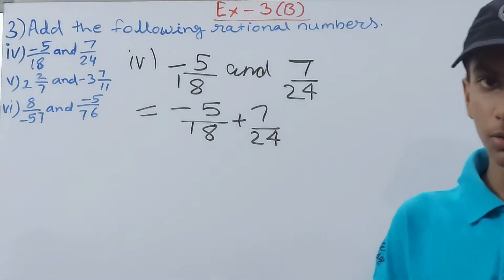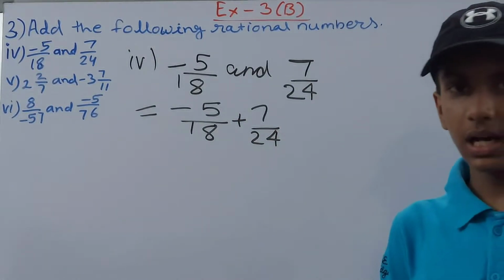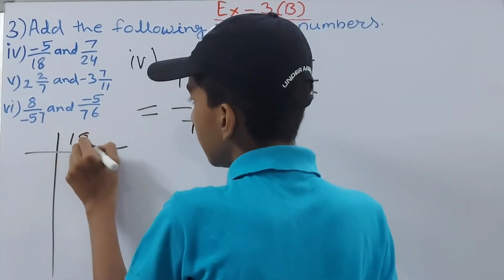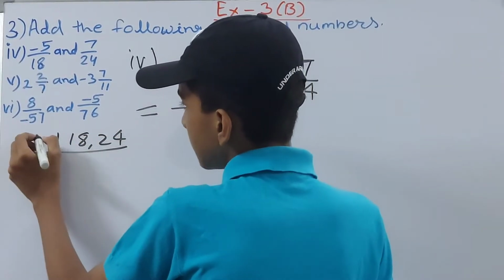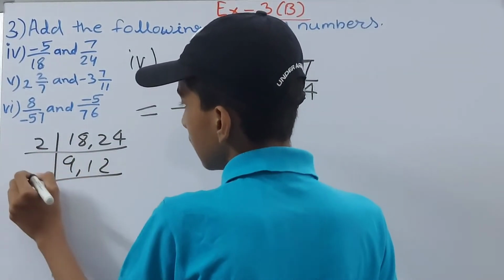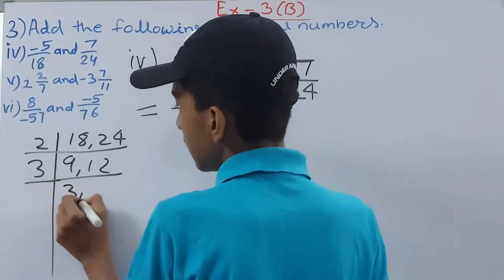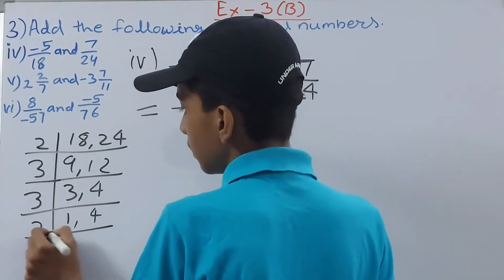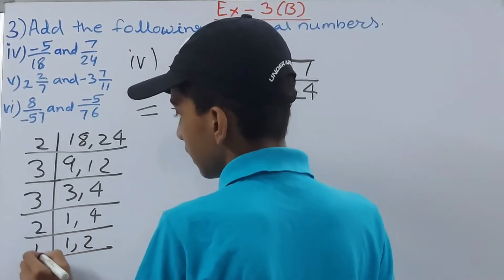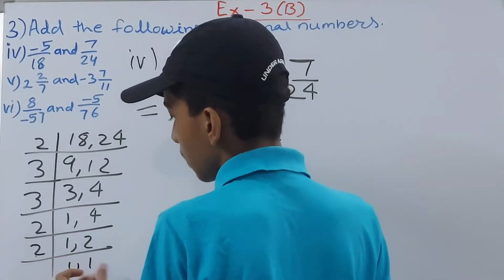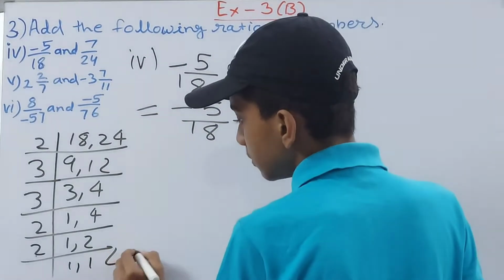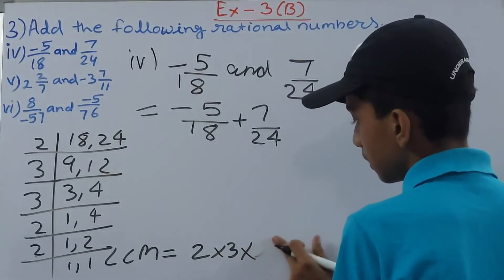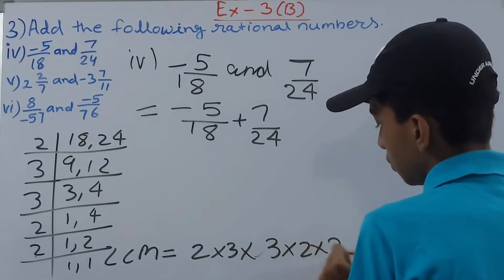Now you can see we don't know what the LCM of 18 and 24 is since they are big numbers. What we'll do is factorize them, right? 18 and 24. So let's divide by 2, we get 9 and 12. Now by 3, right? So 3 and 4, and now again by 3. So 1 and 4, right? And by 2 now, 1 and 2, and again by 2 here. So 1 and 1, right? So LCM becomes 2 into 3 into 3 into 2 into 2, right?